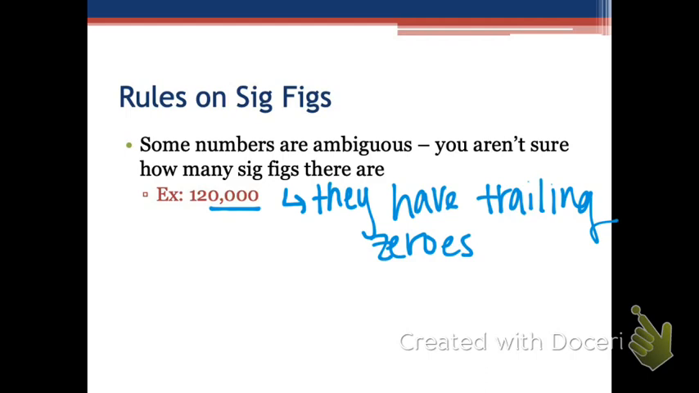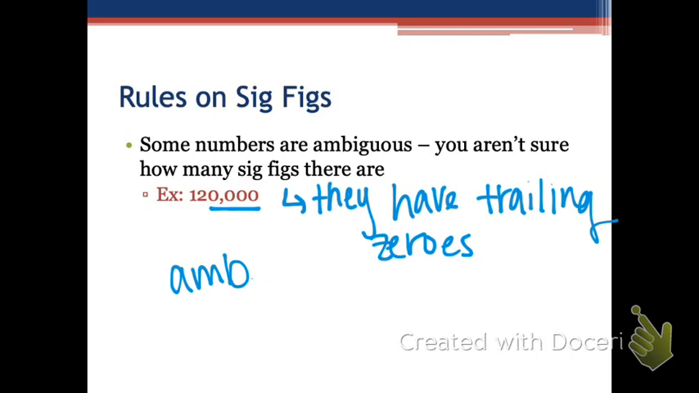That measurement could be 119,500 and we round it up. That could be 120,000.000 and we don't know. So if I would ask you how many significant figures are in that measurement, you would just write, it's ambiguous. Right? That's it. You can't even answer the question. You can't tell me how many are in here because you don't know. So anytime a number has what we call trailing zeros, it is an ambiguous number. We can't tell how many significant figures are in that measurement. Okay, we just don't know.